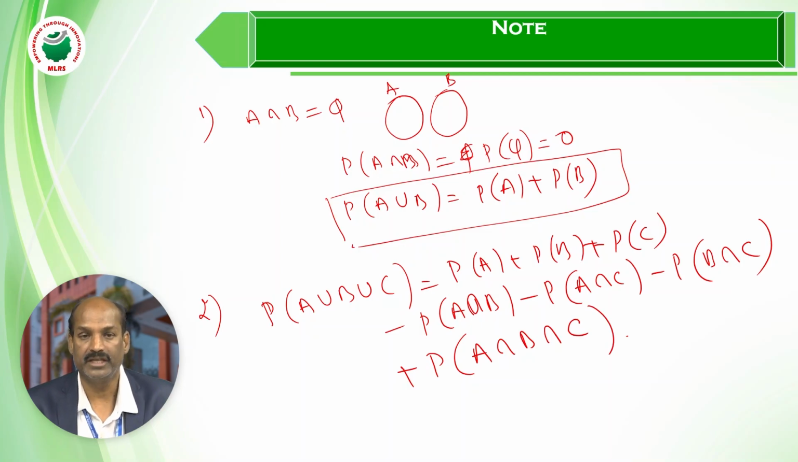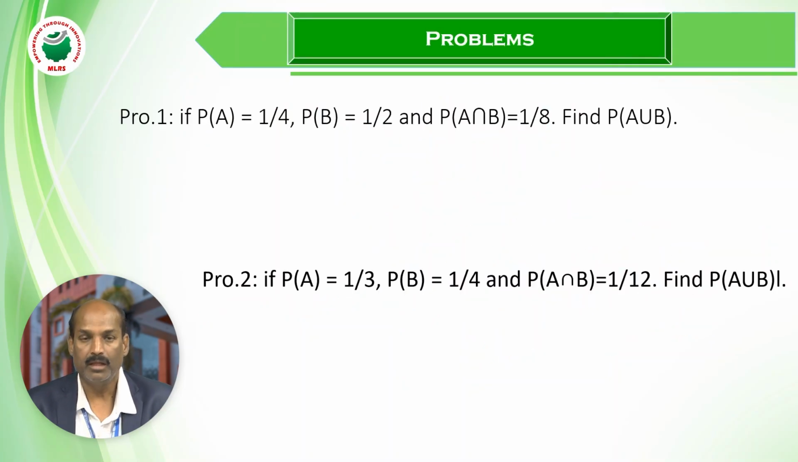Suppose you have 3 events or 3 sets, then probability of A union B union C is equal to probability of A plus probability of B plus probability of C minus probability of A intersection B minus probability of B intersection C minus probability of A intersection C plus probability of A intersection B intersection C. So this is the extension of the additive rule for 3 events. Next, with this background, now we do some very simple problems.